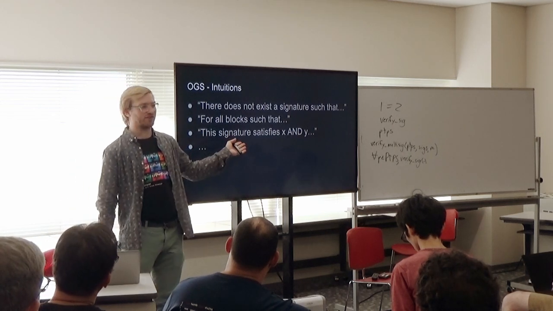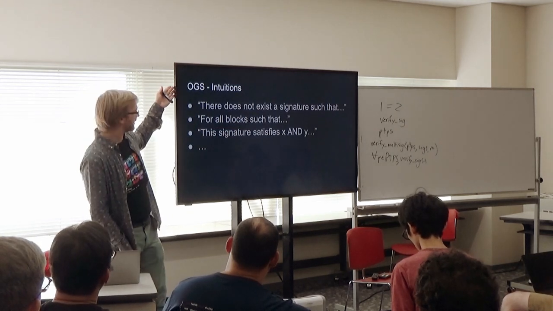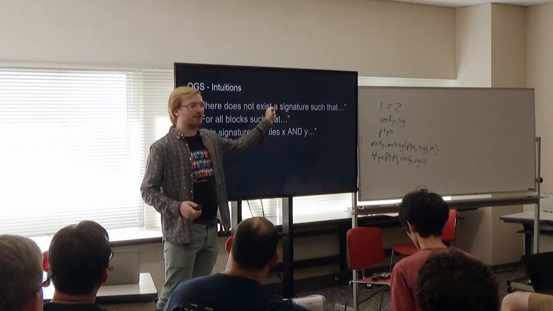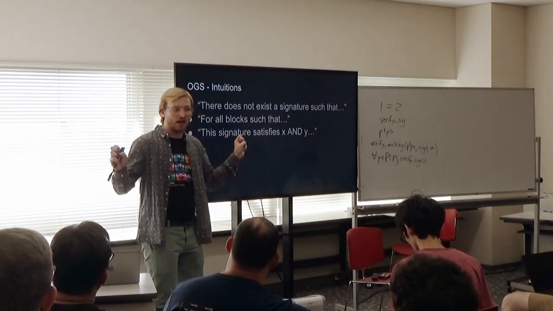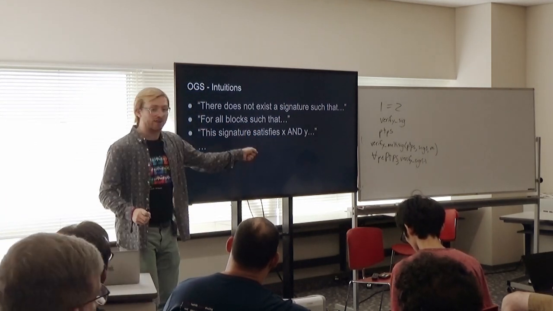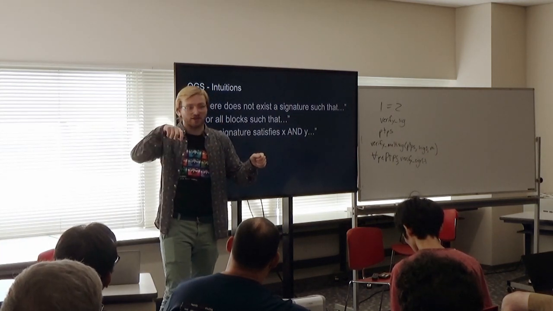Here I really should have switched to this slide immediately, because this is answering the first question. Here are some intuitions for what this is. There does not exist a signature such that... This is an example of an interesting layer 2 logical proposition: for all blocks such that the signature satisfies X and Y, we have this logical connective and.